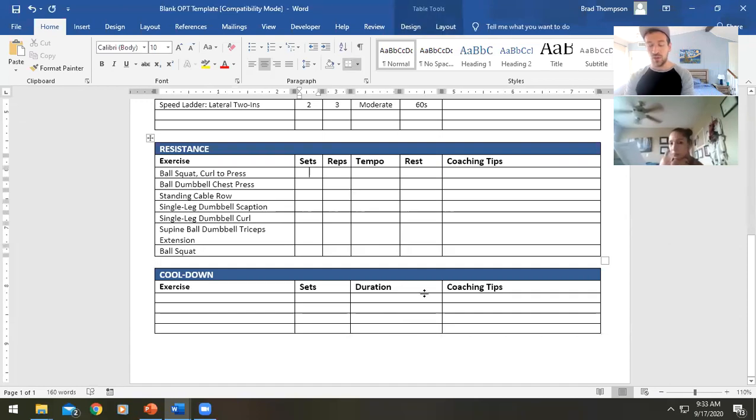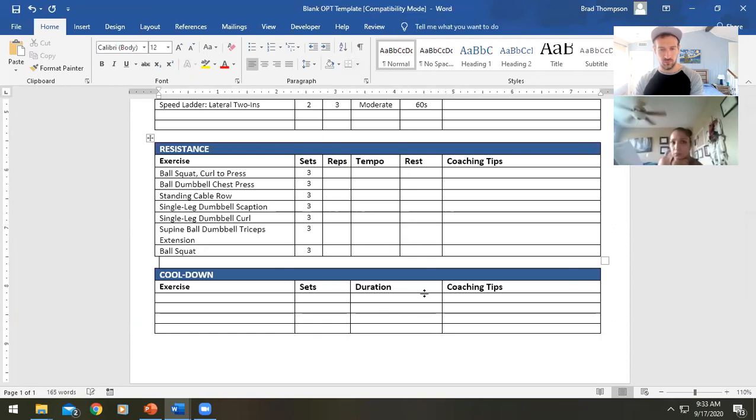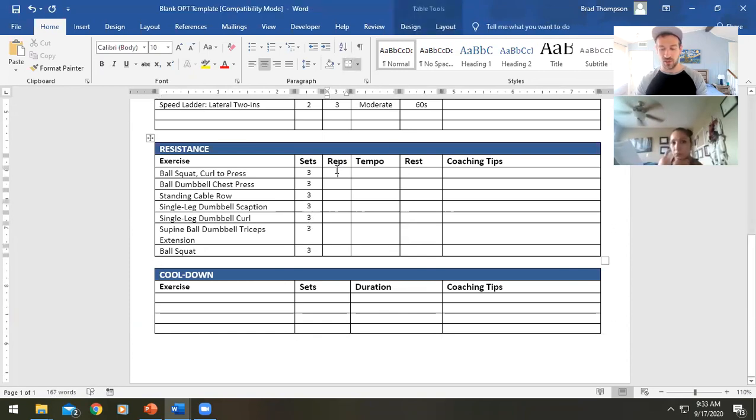So I'm going to do 3 sets of everything. And I'm going to go with 12 reps of everything. 12, 12, 12, 6 each, 6 each, 12, and 12. I will say, actually, the one thing that sucks about this routine, we went with a ball squat curl to press, and a ball squat. But you get it. My tempo, because this is a compound movement, I'm just going to write slow.